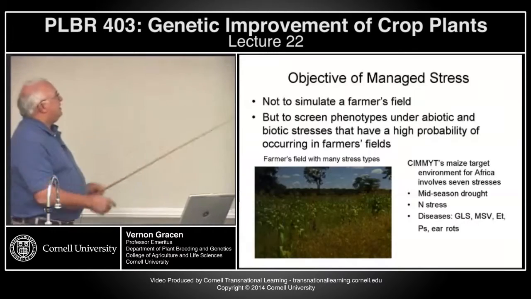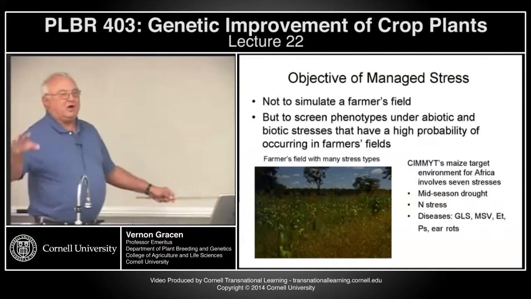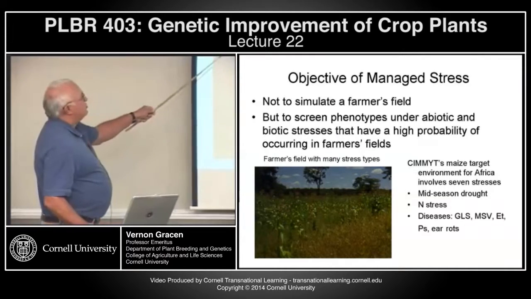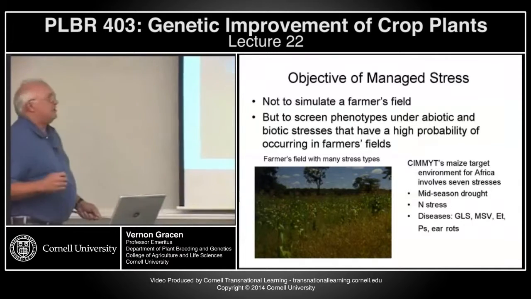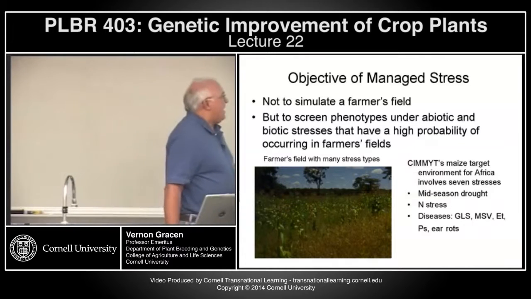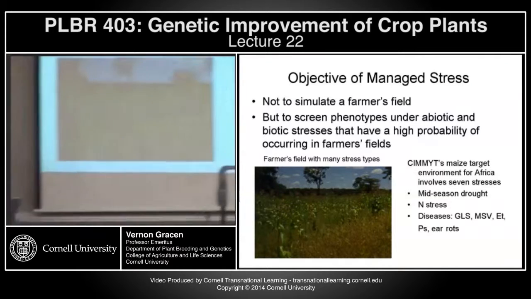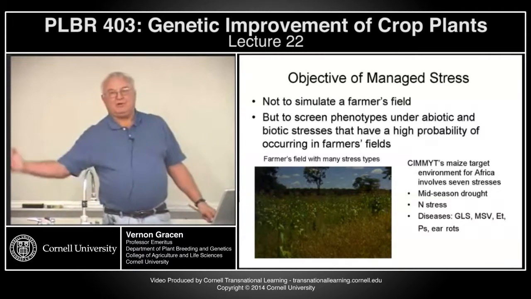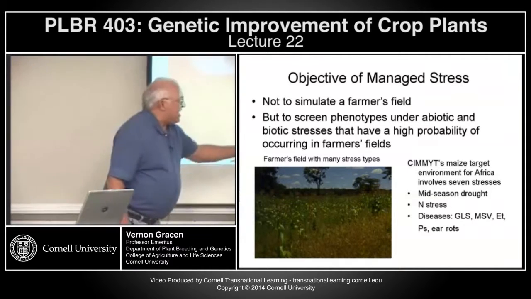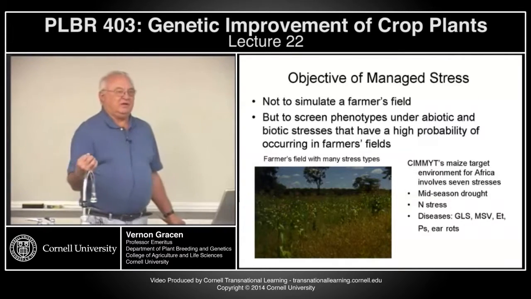The objective being, don't try to simulate a farmer's field. That's far too complex for us to make any gains. But to screen phenotypes under stress conditions that have a high probability of occurring in those farmer fields. And for Marianne's program in Africa, the target environment deals with mid-season drought, not early season or flowering period, late season drought, mid-season drought, nitrogen stress, and 5 diseases which occur pretty much every year in varying amounts.